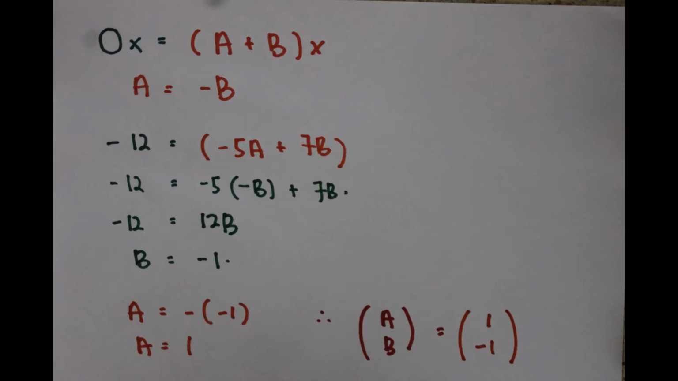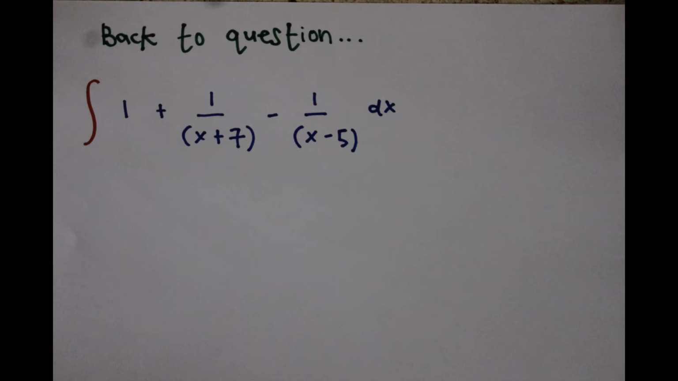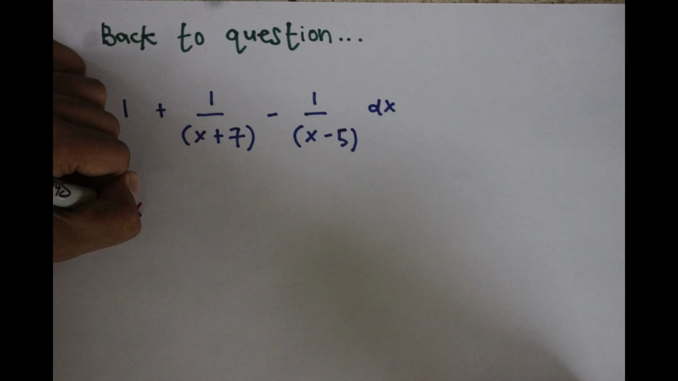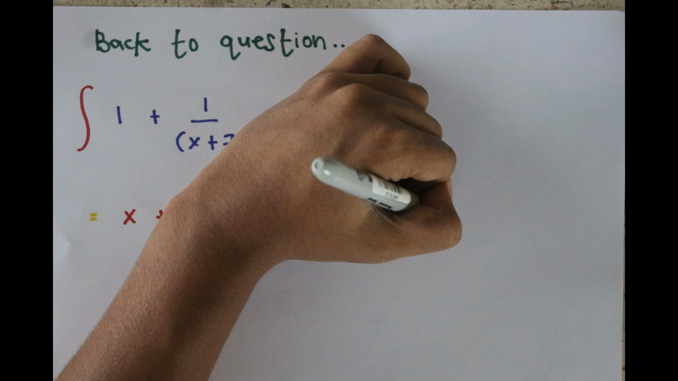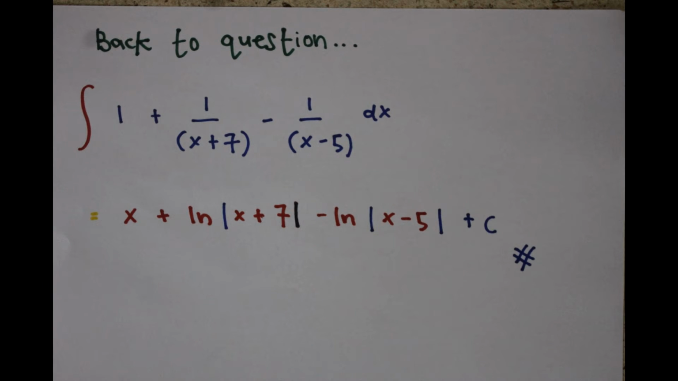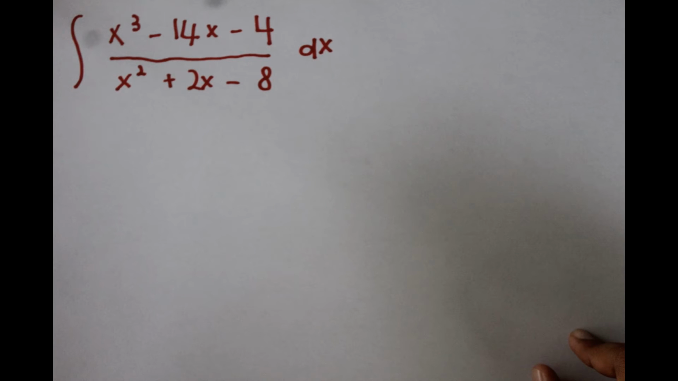So from there, you get a equals to negative 1 and b equals to 1. Now, as you can see, this is a lot easier to integrate. Once you integrate, you get x plus ln modulus x plus 7 minus ln modulus x minus 5 plus c. Let's look at another question that uses the same technique that you just observed.